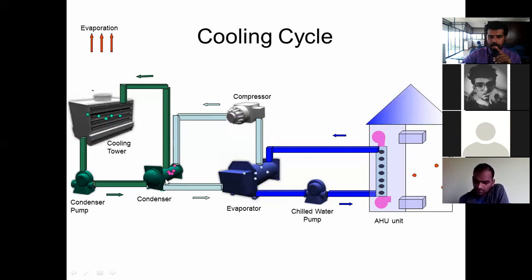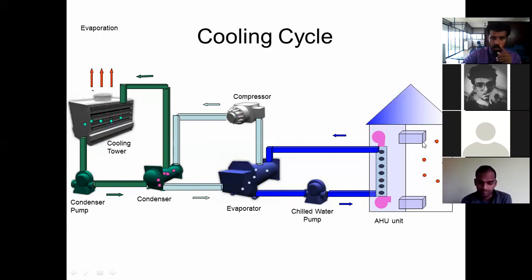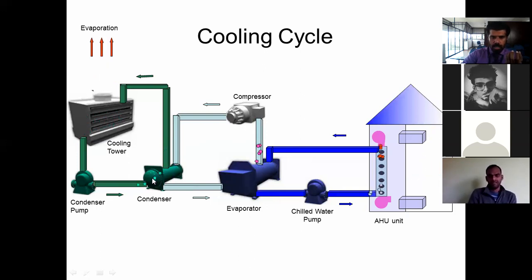So what happens here? Cold refrigerant is converted to hot refrigerant here. Now what happens here? Cold water is converted to hot water here. So one more thing, heat from the air is absorbed here. Heat from the chilled water is being absorbed here, and heat from the refrigerant is absorbed here, and heat from the water is absorbed here. That's all. All heat exchange is happening.